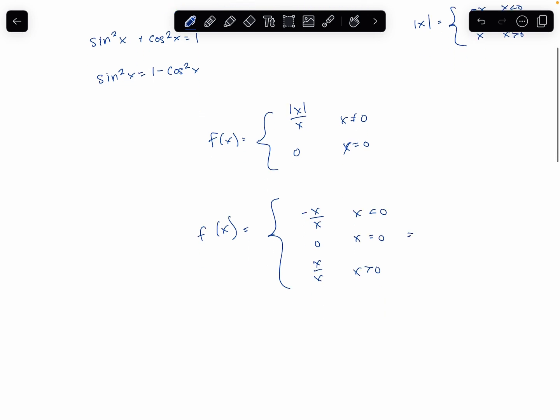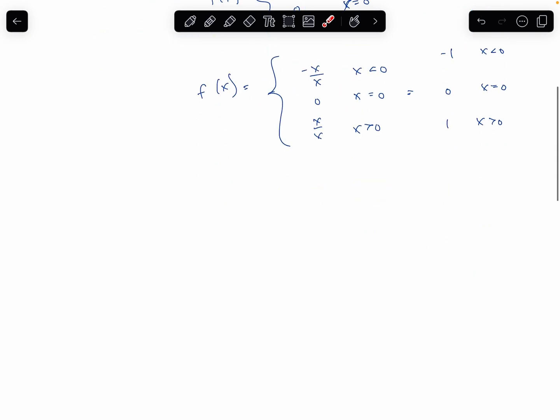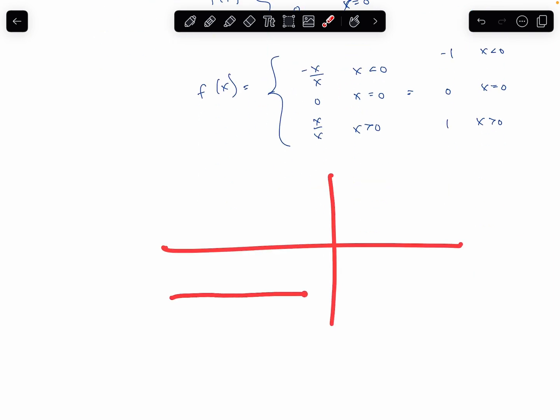Well, that's going to be equal to negative 1 when x is less than 0, 0 when x is equal to 0, and 1 when x is greater than 0. So now I have a better idea of what this function looks like. If I were to graph it, to the left of 0, it's just going to be negative 1. And then it's going to be 0 here, and for x greater than 0, it's going to be positive 1.